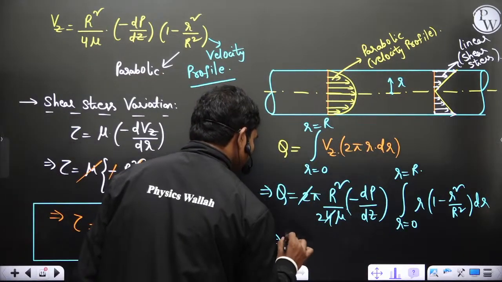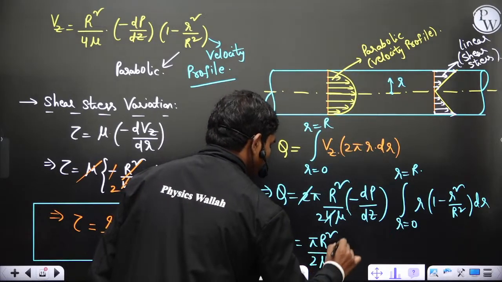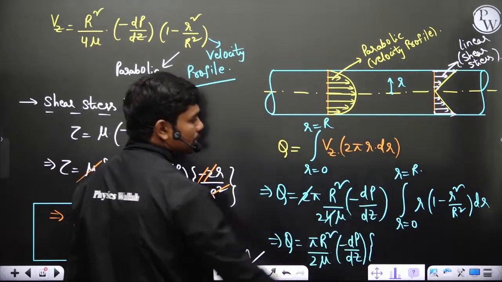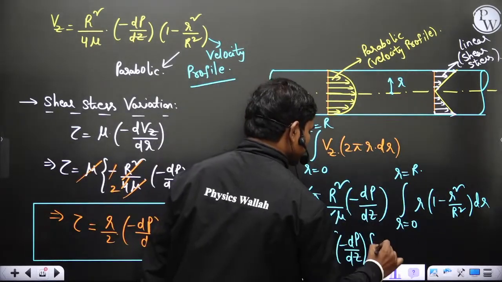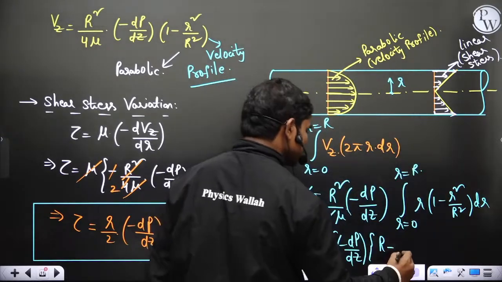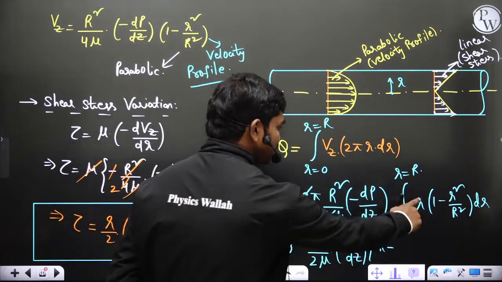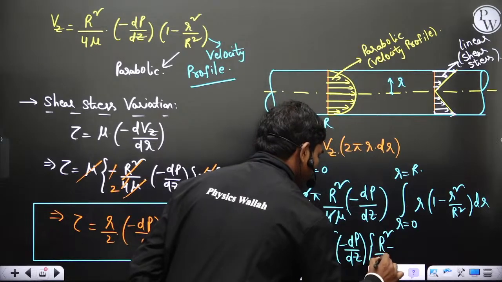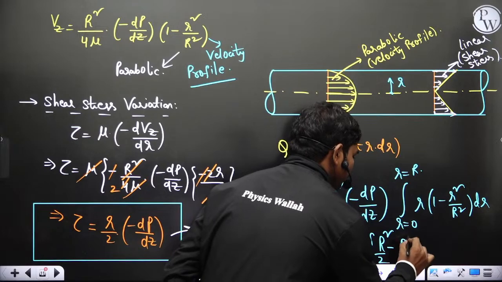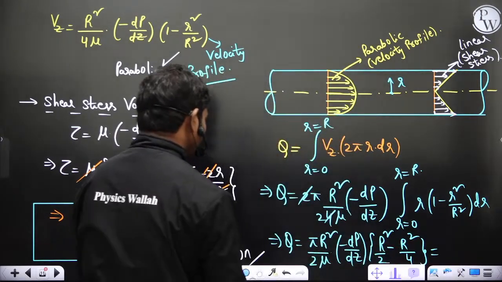So Q is equal to pi r square by 2 mu into minus dp by dz. If you integrate this, let us see what you get. Integration from 0 to r of r is r square by 2, minus r cube, whose integration is r power 4 by 4. So if you simplify, this is r square by 4 is what you have. So Q is equal to discharge.